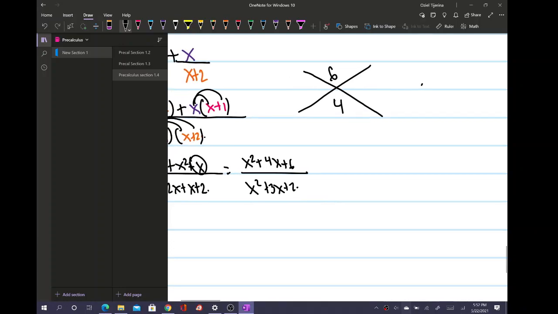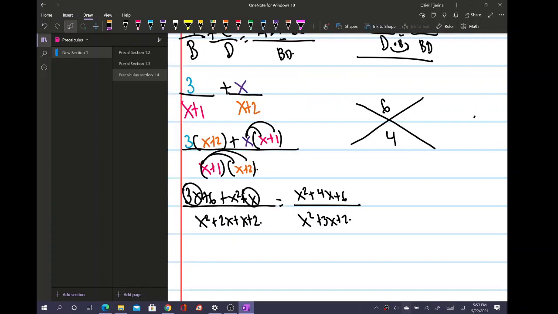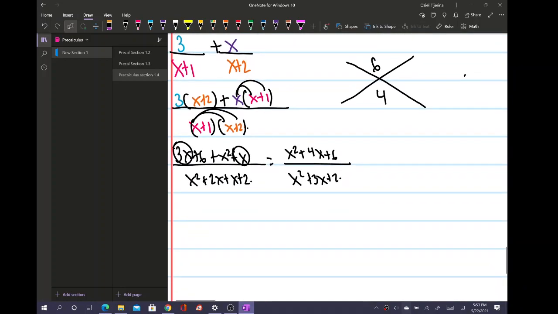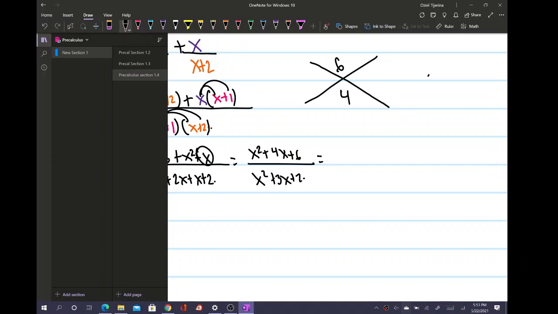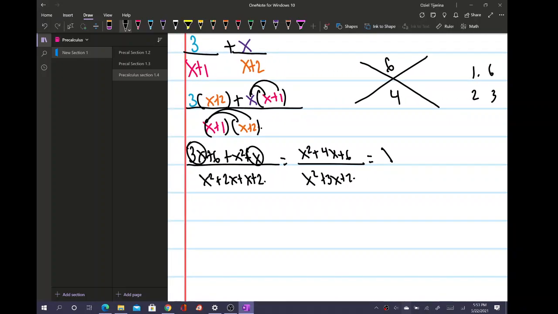So basically, it really depends. Sometimes you're not going to be able to factor the top or the bottom, and sometimes you are. Like for example, in this one, the top isn't factorable because we can't figure out what two numbers multiply to 6 and add to 4. We can't find two whole numbers that do that, because all we have is 1 and 6, and then we have 2 and 3. But 1 plus 6 does not equal 4, and 2 plus 3 does not equal 4, right? So we can just leave that as it is.